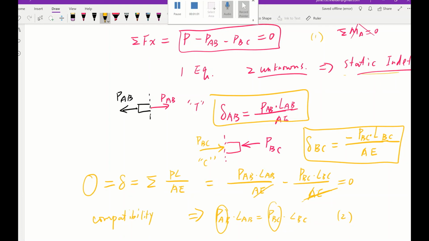Alright, so that's how we solve this one. And in the next example, I will show you an actual example of how to do this.